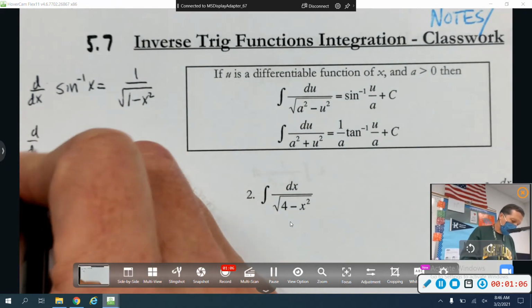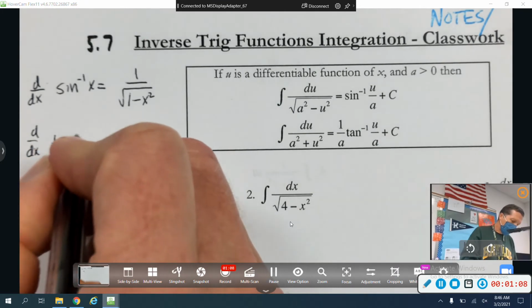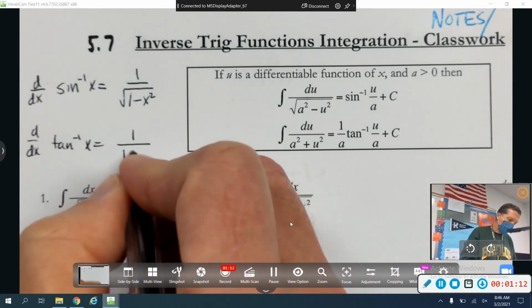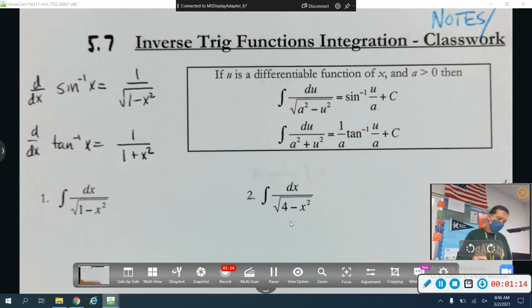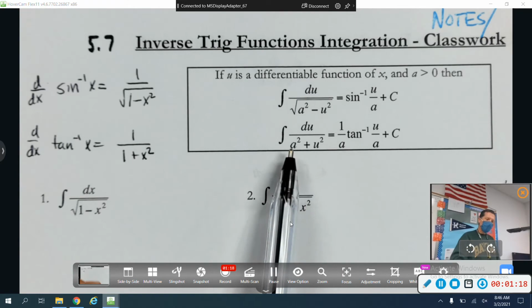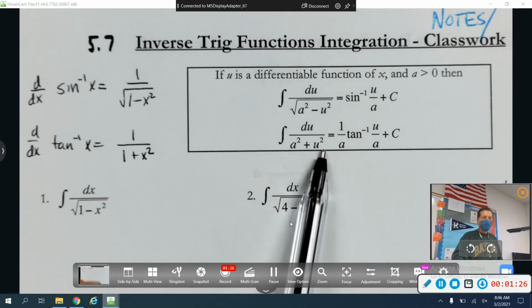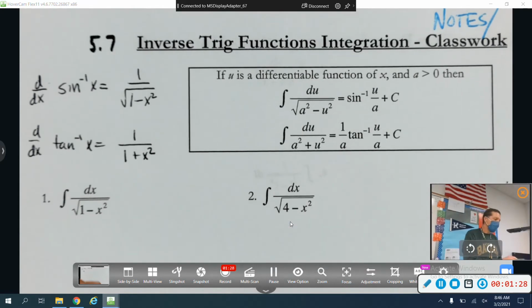Same thing with inverse tangent. That's the easier one. There's not a square root, and it's addition. So going backwards, it doesn't necessarily have to be a 1 there. It can be anything there. a is just a number. And then the u and du stuff. So there's going to be some more u substitution going on today.